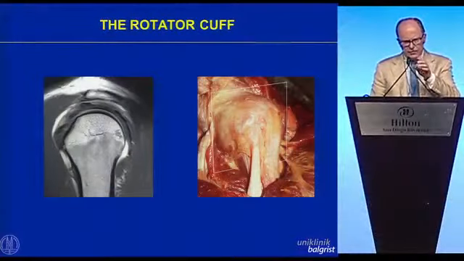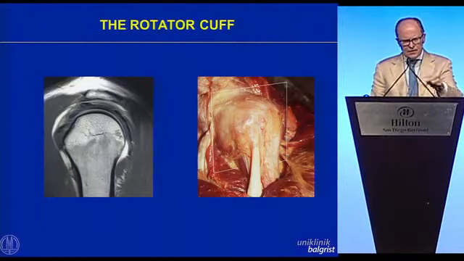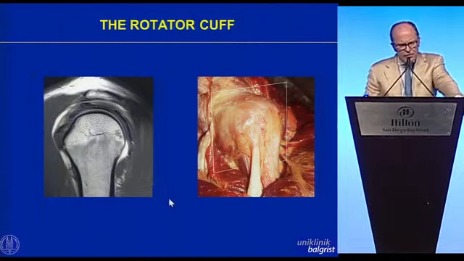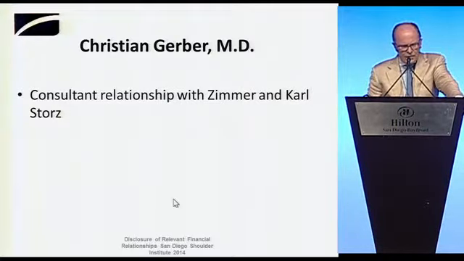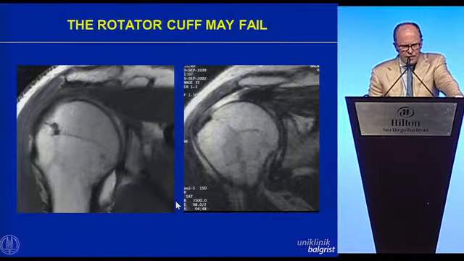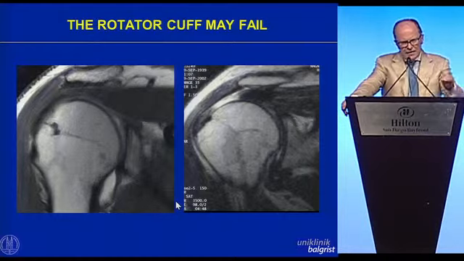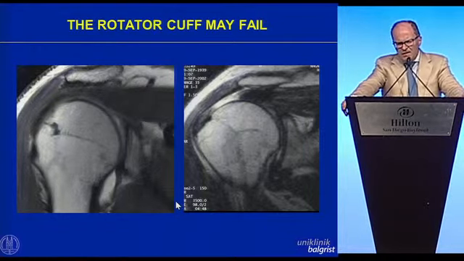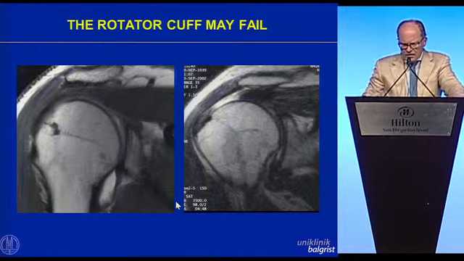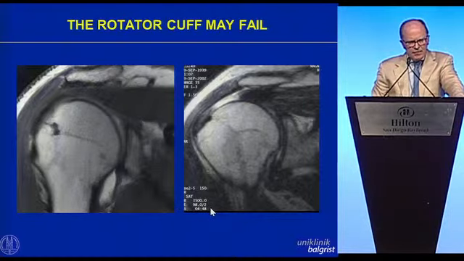Well, ladies and gentlemen, the rotator cuff is a series of tendons which joins at the humeral head. Although I have here no conflicts of interest with this talk, unfortunately it may fail. Now, we have the vision that it is a wear and tear and degenerative phenomenon.